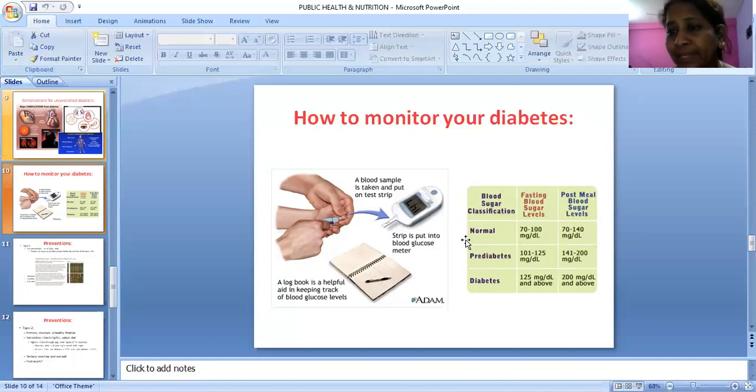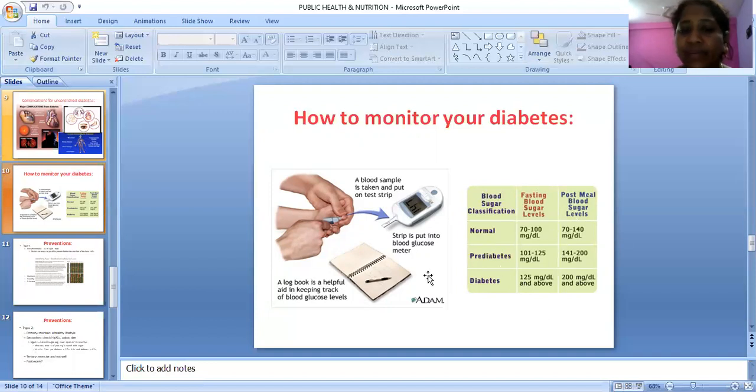Post PLBS will be 70 to 140 mg per dl. In pre-diabetics, we can observe 101 to 125 mg per dl, and in PLBS, we can observe 141 to 200 mg per dl. In diabetics, we can observe 126 mg per dl and above in fasting blood sugar. In PLBS, it will be 200 mg per dl and above. Okay, these are the ranges.